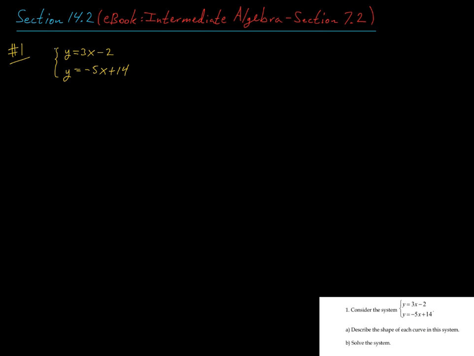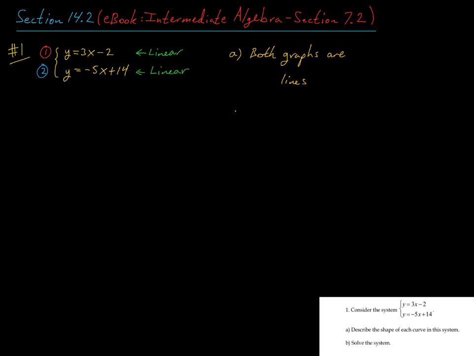Okay, so there's these two equations. So I'll call this equation 1 and this equation 2. And these are both linear equations. Okay, so linear and linear. And we know the graph of a linear equation is just a line in the xy plane. And so for our answer to part A, we'll just say both graphs are lines in this case.